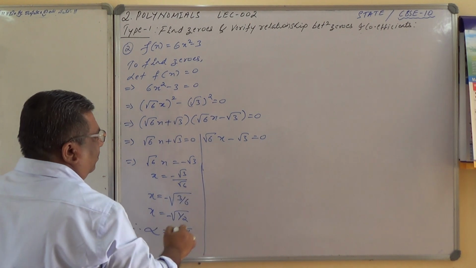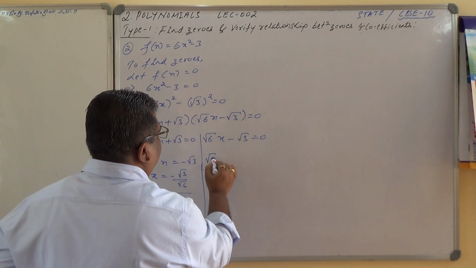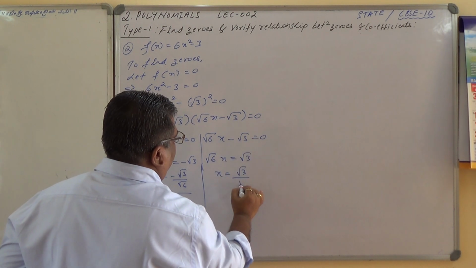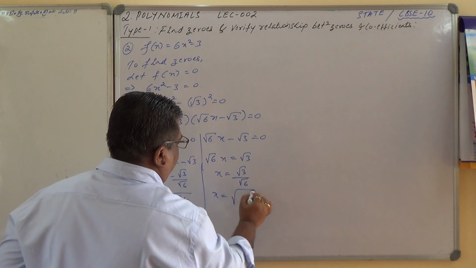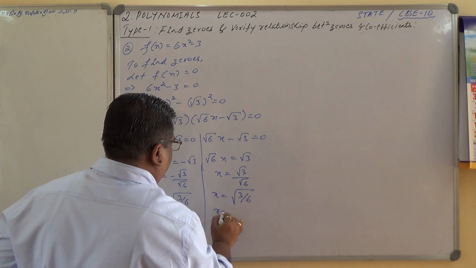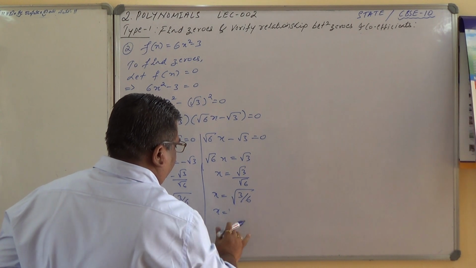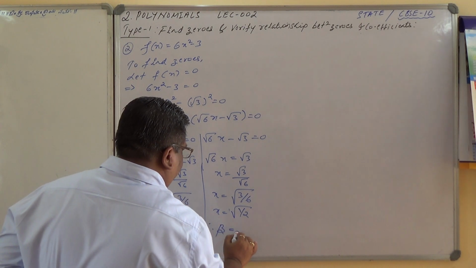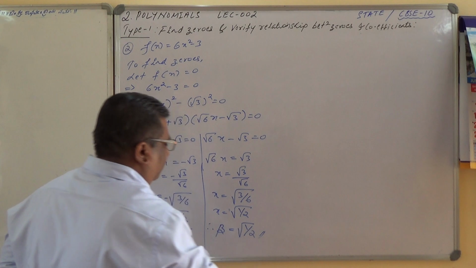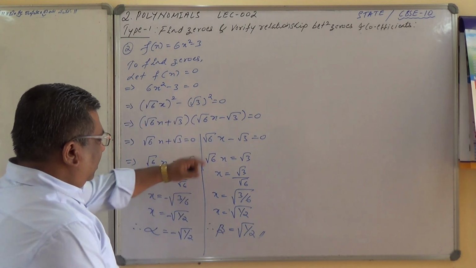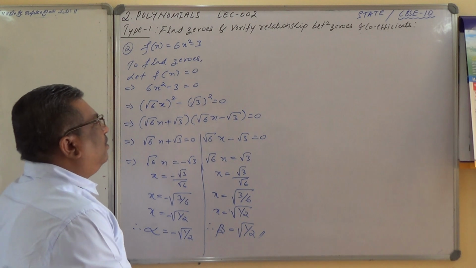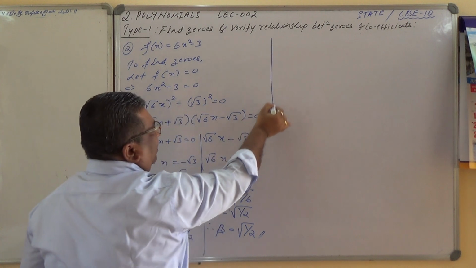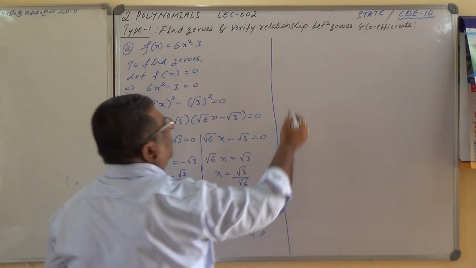So let us consider this now. In this case, under root of 1 by 2. Therefore beta equals under root of 1 by 2. We have got it. You got it? So now what is it that we have to do? We have found out the roots, alpha and beta. Next we have to verify the relationship between coefficients and zeros.